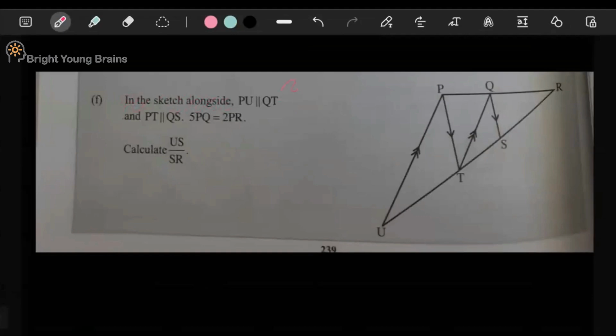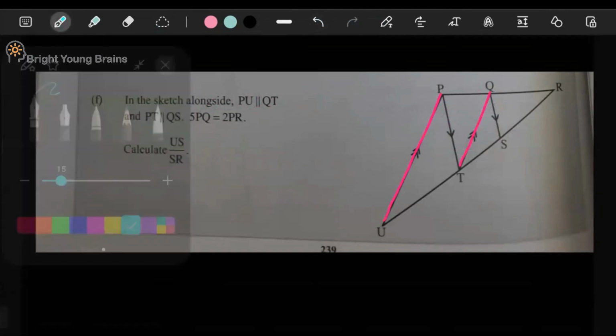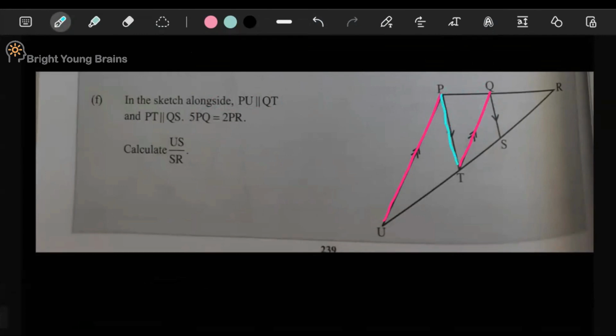In this sketch, PU is parallel to TQ. And then it says here, PT is parallel to QS. And then they gave us this. So what we're saying is, this is not useful to us the way it is, right?